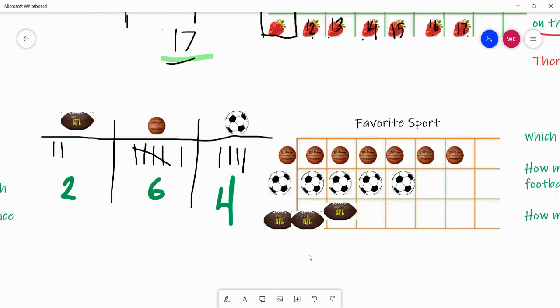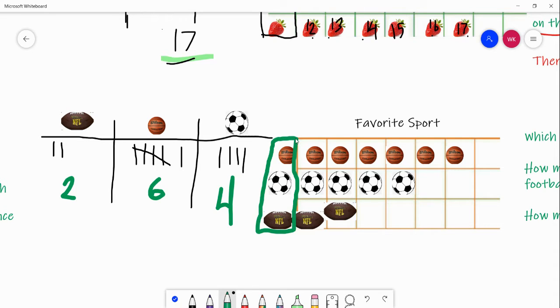There we go. And remember, these are the 3 categories over here. So we are not going to count these as part of our picture graph. This is like our key. We're not going to count those. So as you can see, I put all of those pictures into the picture graph. Now I'm going to ask you guys some questions.